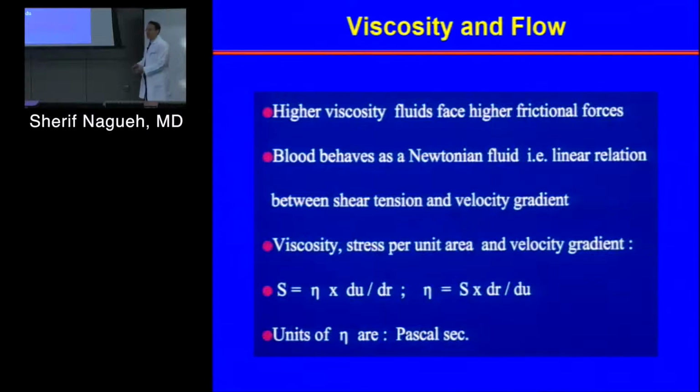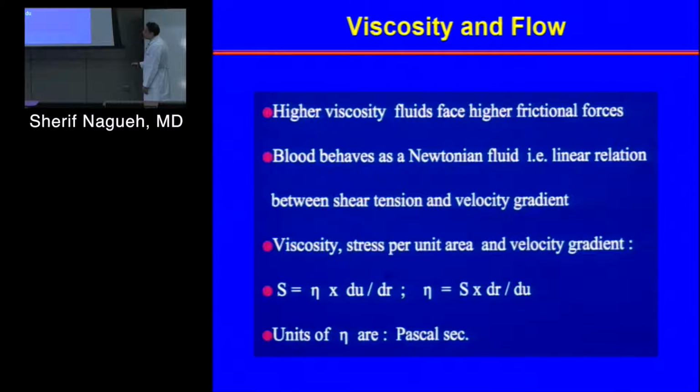What are the factors that oppose flow? For solid bodies, we think of friction. For liquids, we talk about viscosity. The more viscid a fluid is, the more frictional forces it will face. Blood behaves as a Newtonian fluid, and this is better explained by the equation. Basically, if we look at the shear tension and relate it to the change in the velocity gradient, we are looking at a direct relation.